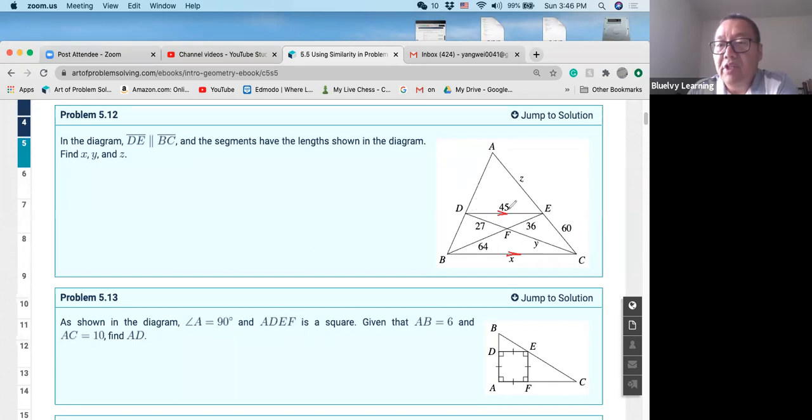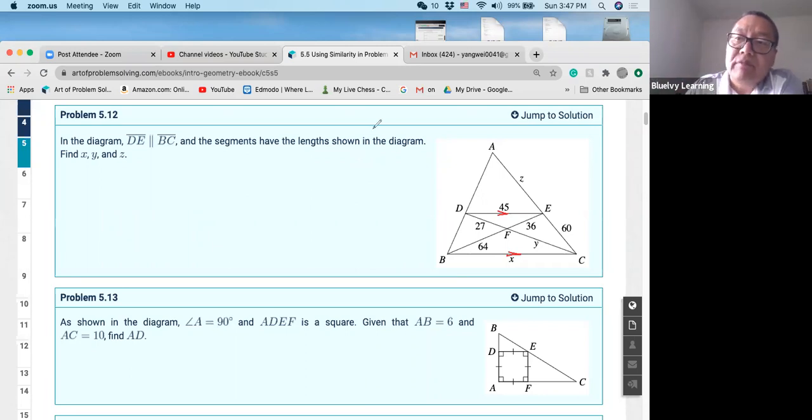See, they give you DE equals 45. DF equals 27. EF equals 36. BF equals 64. Then FC equals Y. And BC equals X. Then AE equals Z. Then they ask you to find what is XYZ.